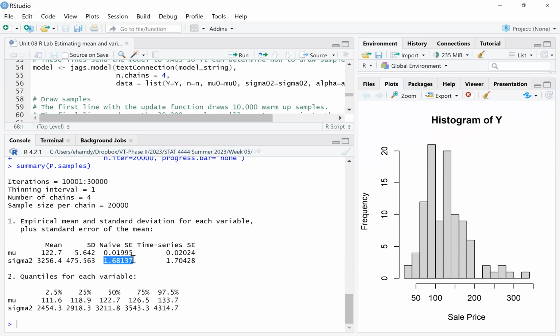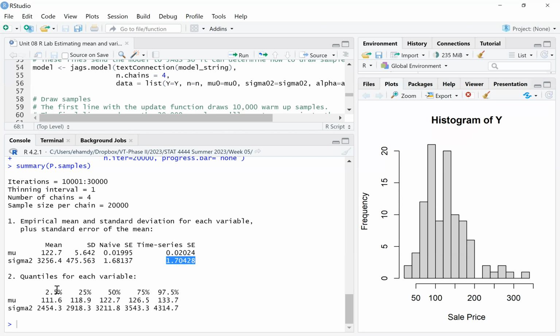And this is the naive standard deviation for sigma square. This is the time series standard error. Naive standard error for the sigma square. Time series standard error for sigma square.